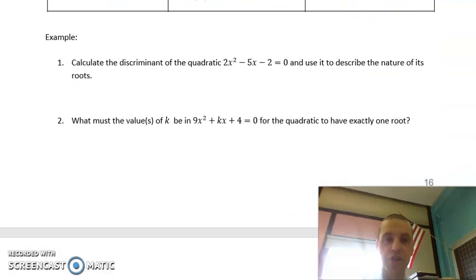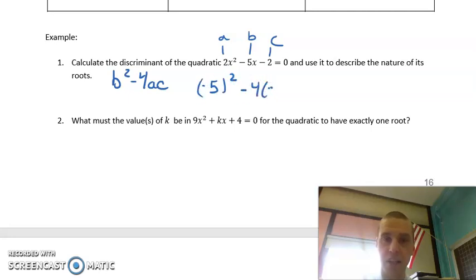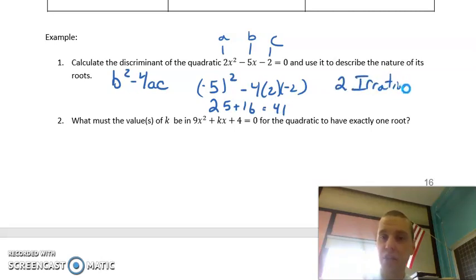So to finish, we're here with two examples. Calculate the discriminant. The discriminant is b squared minus 4ac. It's what's underneath the radical. A, B, C. So I'm going to get 5, negative 5, it doesn't matter though because it's squared, minus 4 times 2 times negative 2. So I'm going to get 25 plus 16 gives you 41. It's a positive number, so I know the roots exist, and it's not a perfect square. And so therefore we have two irrational roots.